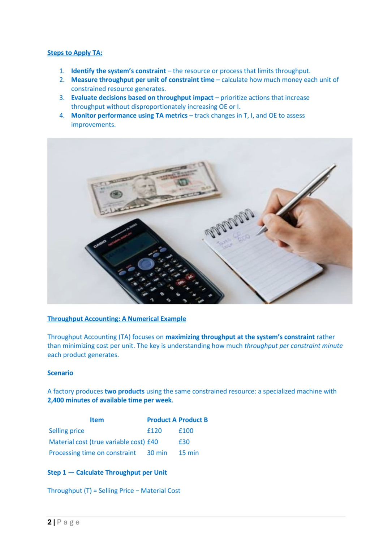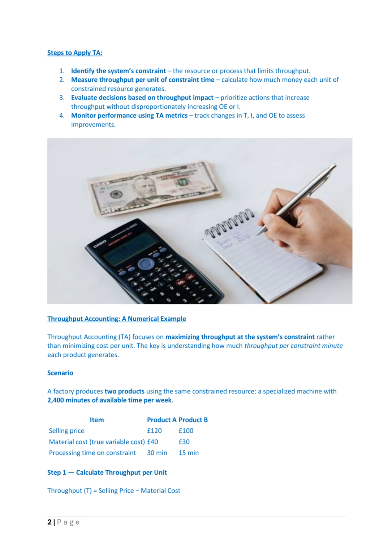To apply throughput accounting effectively, the first step is to identify the system's constraint, which is the resource or process that limits the overall output. Once this constraint is clear, we measure how much throughput each unit of the constrained resource generates by calculating throughput per unit of constraint time. Next, we evaluate decisions based on their impact on throughput, focusing on actions that increase throughput without causing a disproportionate rise in operating expenses or inventory. Finally, we monitor performance using specific TA metrics to track changes in throughput, inventory, and operating expenses, helping us assess improvements over time.